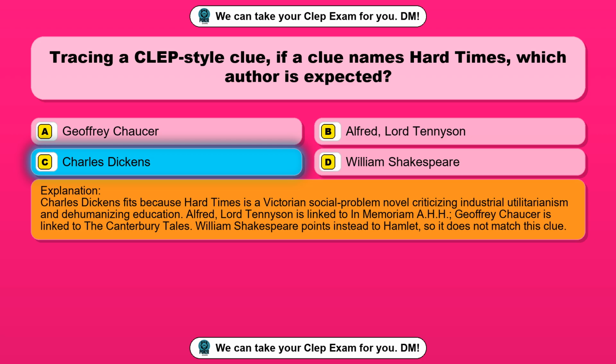Alfred, Lord Tennyson is linked to In Memoriam A.H.H. Geoffrey Chaucer is linked to The Canterbury Tales. William Shakespeare points instead to Hamlet, so it does not match this clue.